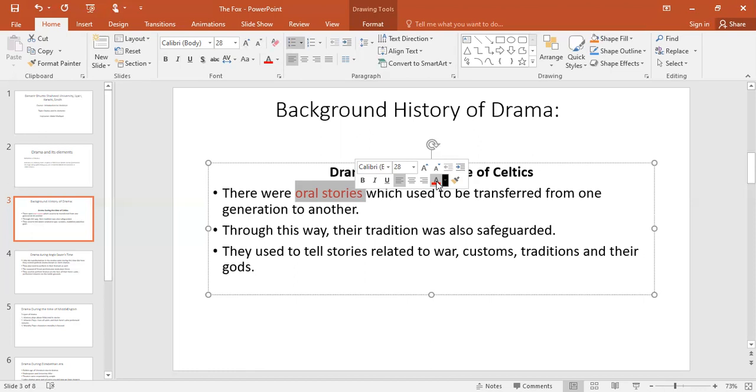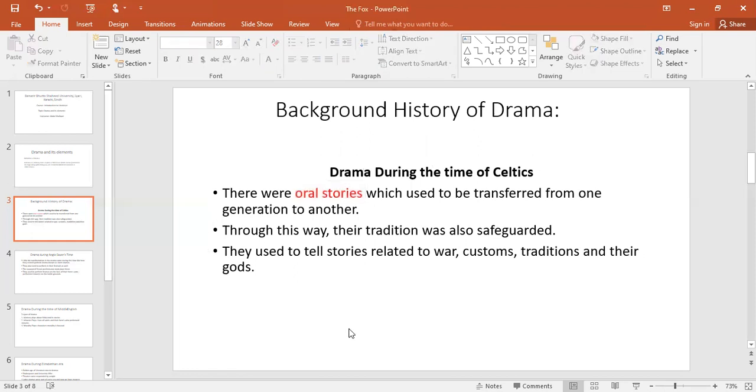You see, the stories were like that. In this way, they were training stories. There were oral stories, and through the oral stories, the dramas were being performed. I hope the concept of drama during the Celtic time is clear to all of you.